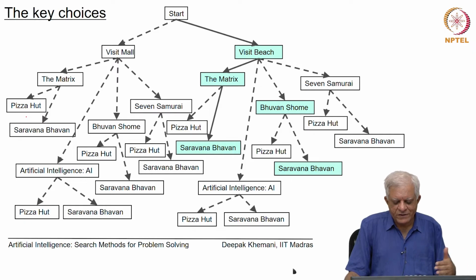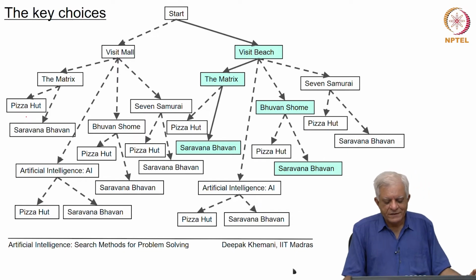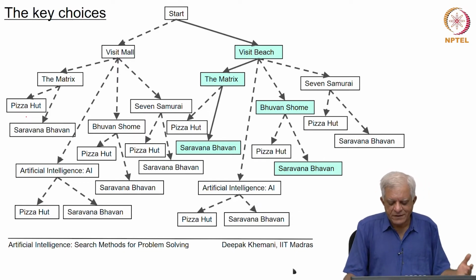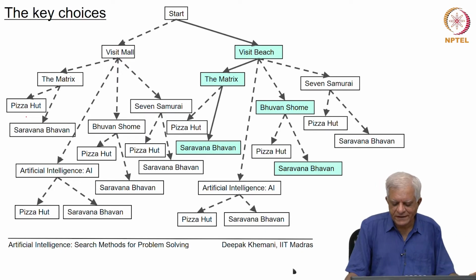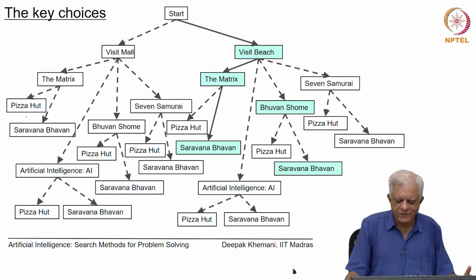So, let us say what we have depicted here are the 2 solutions that would have been accepted by your friends. The one on the left, which is the beach, the Matrix and Saravana Bhavan, is the one that you encounter first when you are solving the problem using depth first search, and maybe there is a second solution that you could have possibly proposed, but in this case you did not have to, which involves watching the film Bhuvan Shom. Yeah, the fourth film is AI, the film essentially. So, there are 4 films, 2 activities and 2 restaurants.